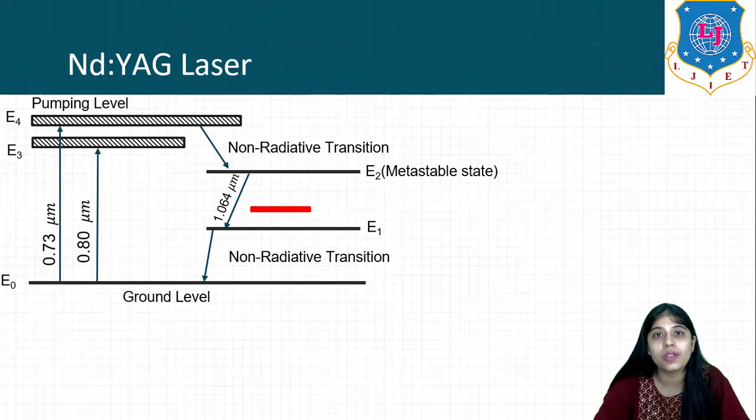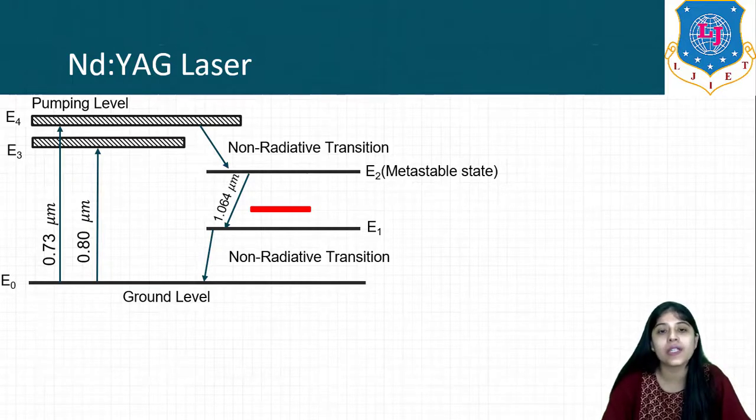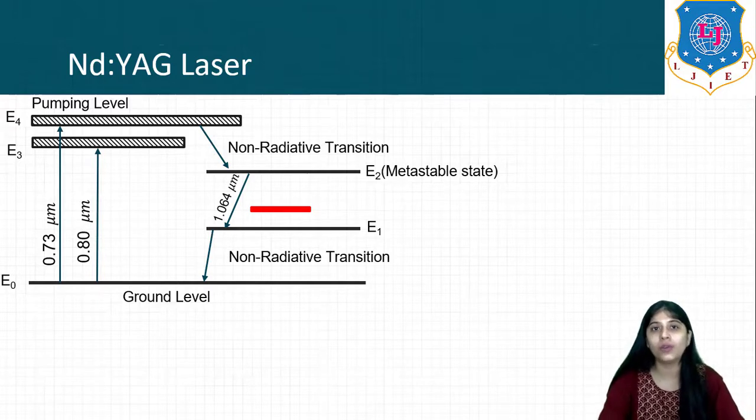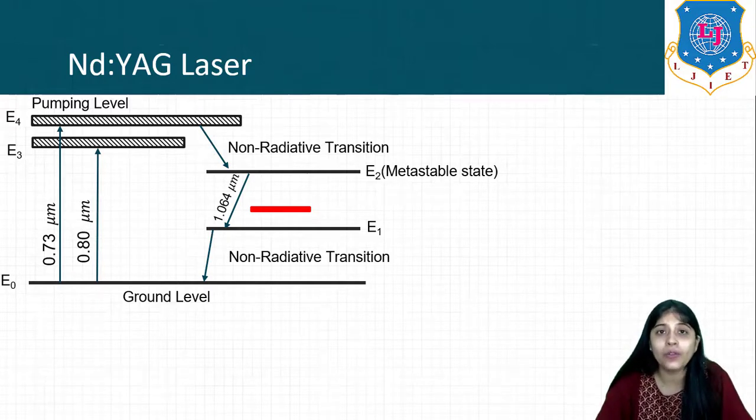Now these photons travel parallel to the optical resonator cavity and experience multiple reflections between the 100% reflector and the partial reflector, and in this way a highly coherent and highly intense laser beam is produced between states E2 and E1. Now the atom undergoes a transition from E1 to the ground level, which is again a non-radiative transition. So in this way the laser beam is produced.